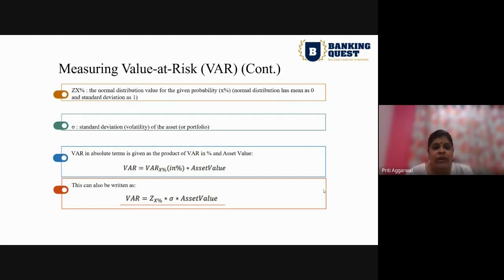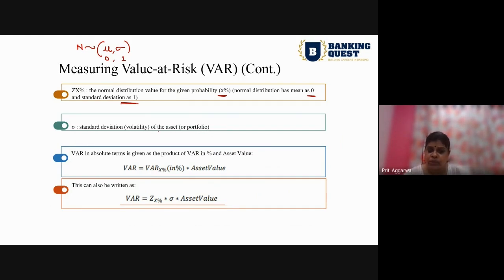So how do we measure VAR? If we take the normal distribution value for the given probability, that is X%: the normal distribution has a mean of 0 and a standard deviation of 1. This is something we always have to remember, friends. If we are talking about a normal distribution, your mu will always be 0 and your standard deviation will always be 1. This is the primary assumption of value at risk.